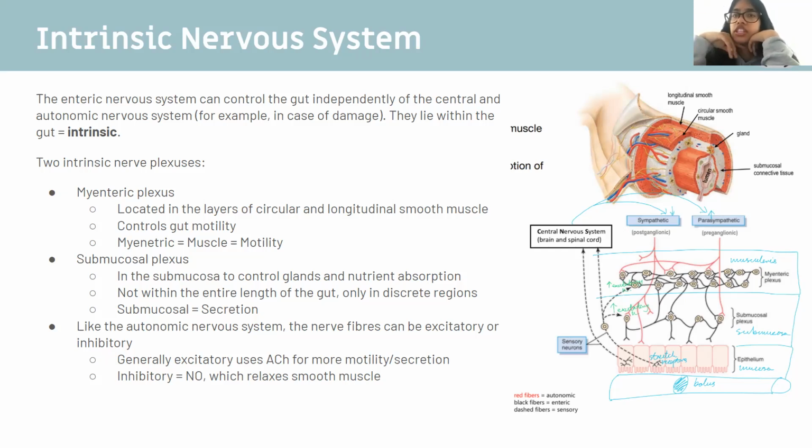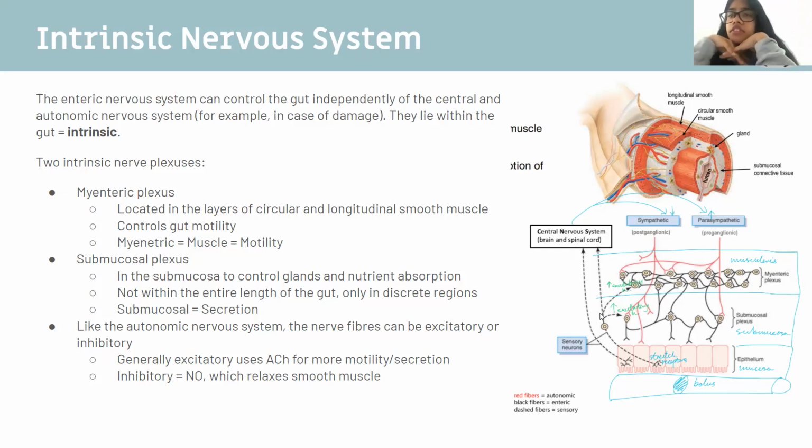And then conversely, you've got the submucosal plexus. And as the name suggests, it's located in the submucosa. And that doesn't do a lot of motility control, but it controls glands instead, and secretion. And it has a role in nutrient absorption as a result. And it's not located within the entire length of the gut, but only in discrete regions. And again, submucosal and secretion begin with S, and that's how I tend to remember that.